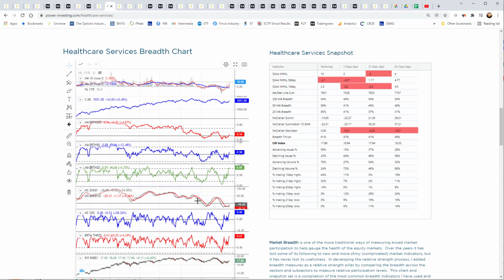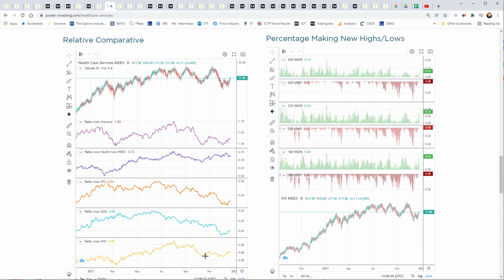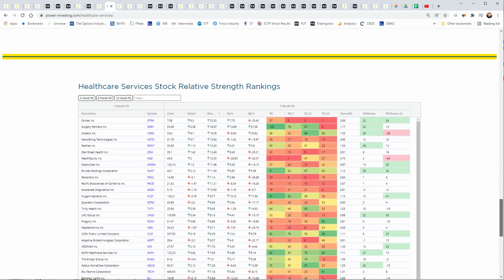When we look at the breadth here, also having a strong move above 85% as far as above the 20-day. Both the 50 and 200-day here are above 50%. Summation is making the turn. Now moving down here to its relative chart, just now starting to make the turn versus the SPY, QQQ, and IWM. Still not really doing much versus other healthcare, so it may not be the best place in healthcare, but it is an early mover, and you're seeing a lot of spikes over here as far as the percent making new highs. Still could be a good place to look for some names and some names that aren't quite as popular.